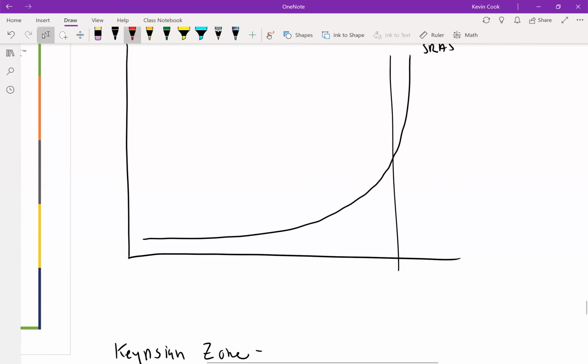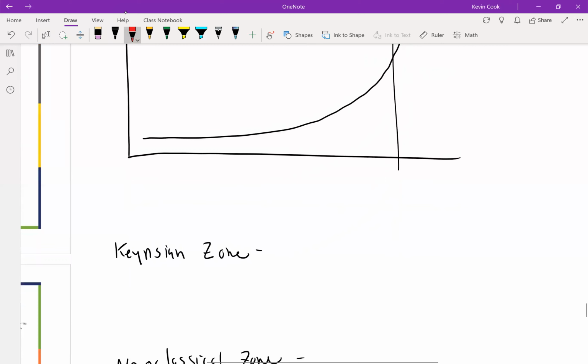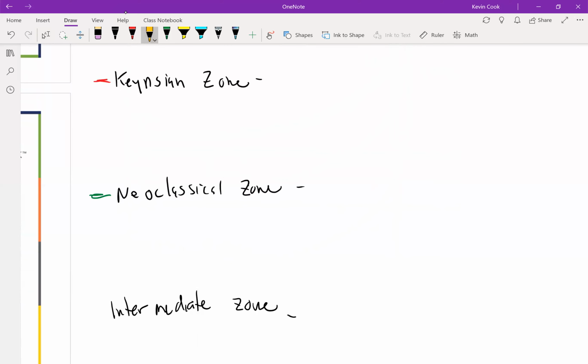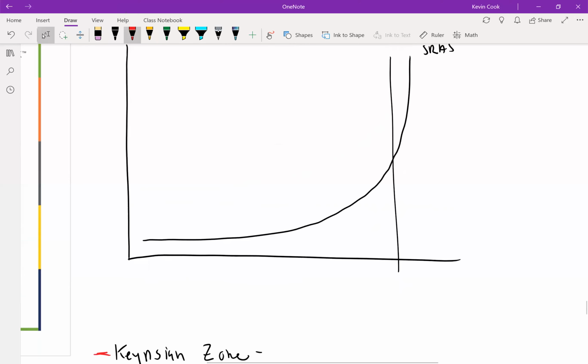And in general, what I'm going to do is color code them. Keynesian is red, neoclassical is green, and intermediate is yellow. So in general, we'll expect to see the Keynesian zone down here where output is relatively low. Neoclassical will probably be up here where output is high, and our intermediate will be somewhere in the middle.